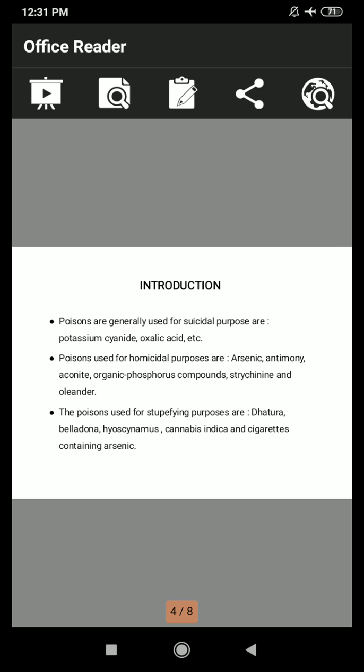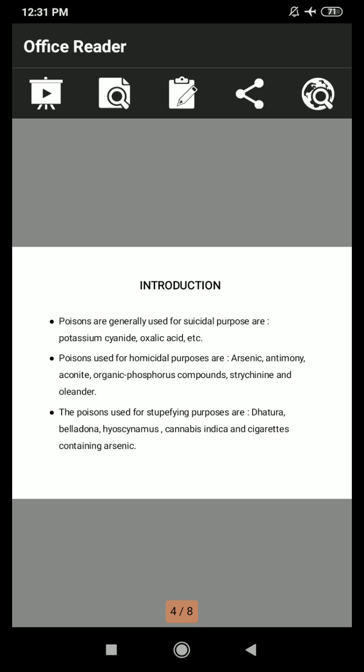Accidental poisoning commonly occurs as a result of carelessness with the poison, and non-poisoning has been reported from the greater use of chemicals in industry and for household purposes. These are the introductory part of drug in clinical toxicity.